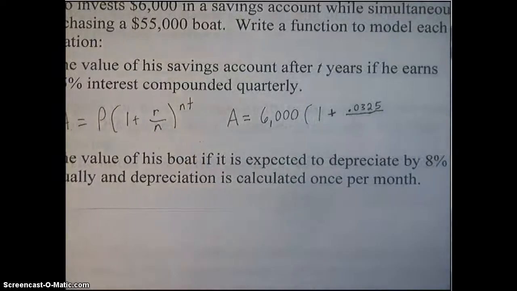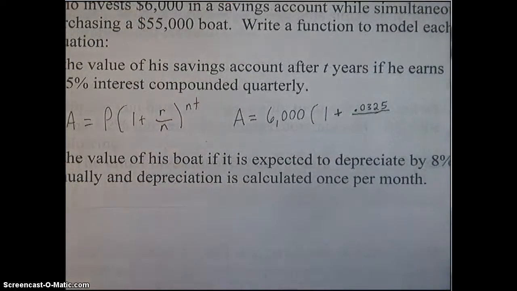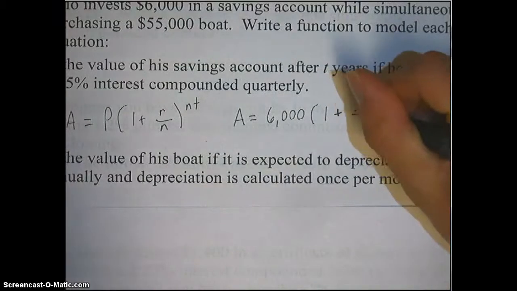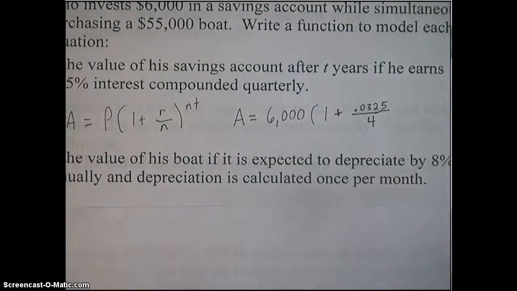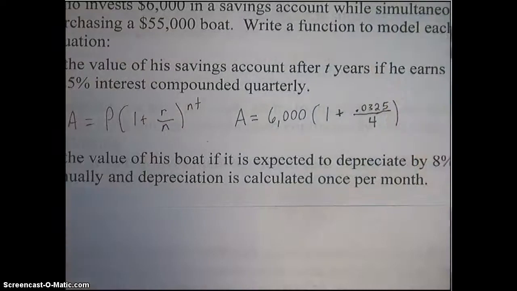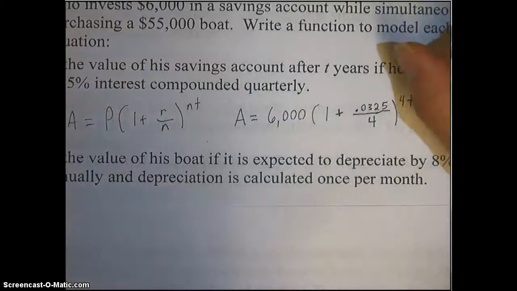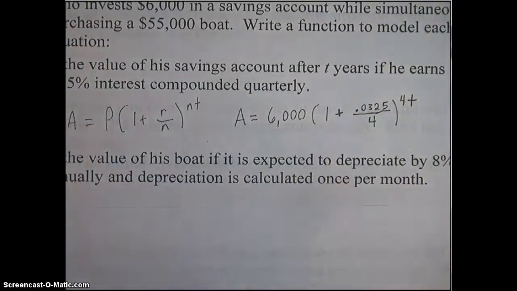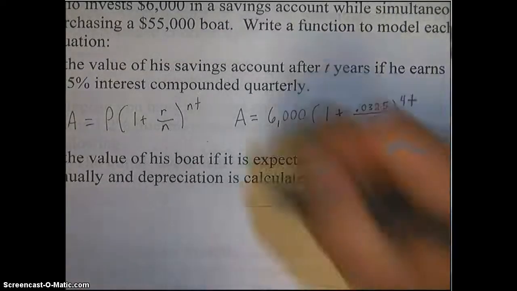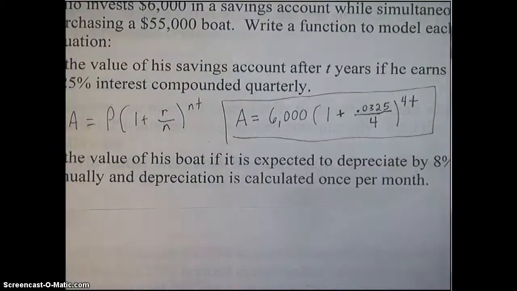And the n is the number of times per year interest is compounded. Now this is compounded quarterly, so that means 4 times per year, because there are 4 quarters in a year. So that n in this case is a 4. And then to the n t power, so that's going to be to the 4 times t power. And that's it. So A equals 6,000 times (1 plus 0.0325 divided by 4) to the 4t power. That is the equation that you could use to calculate the value of his savings account after t years.